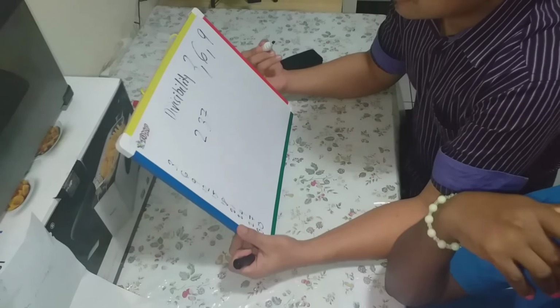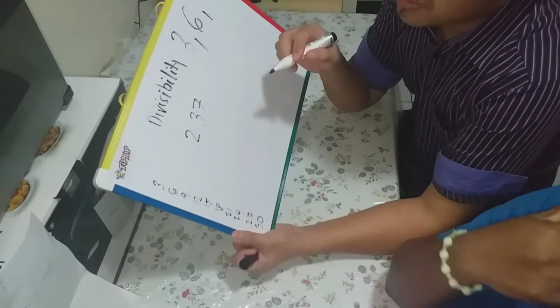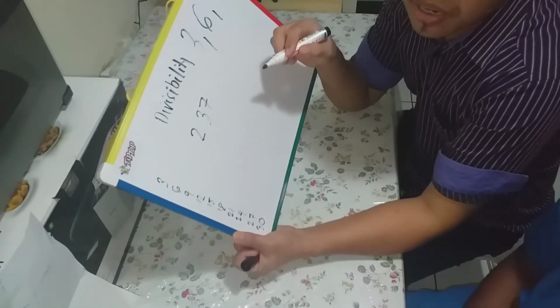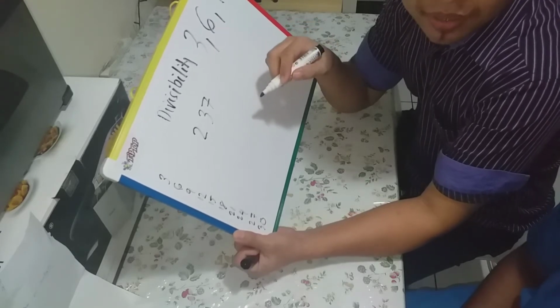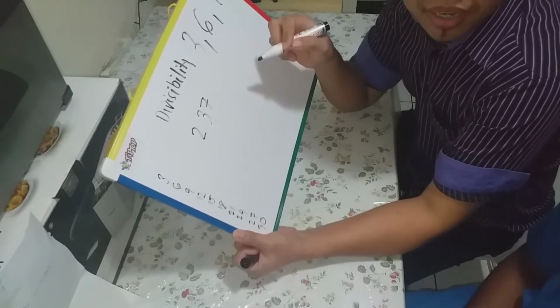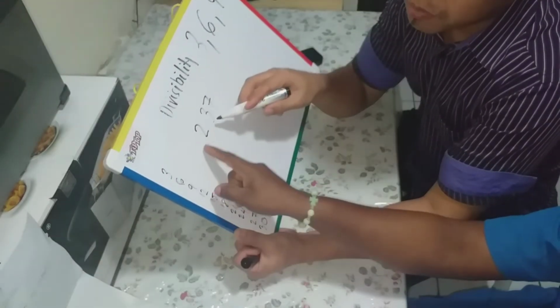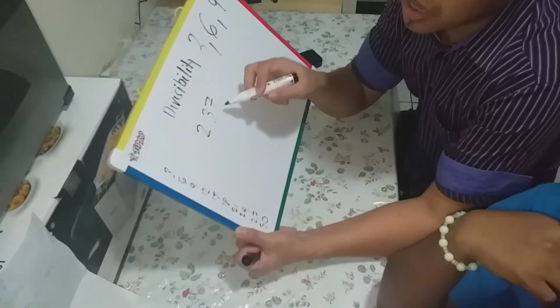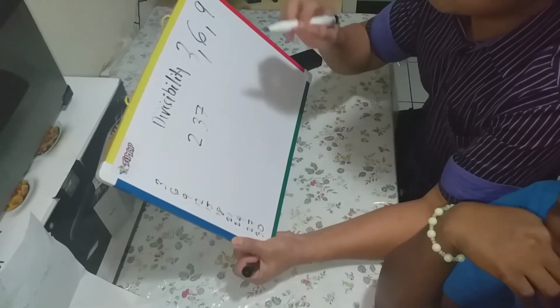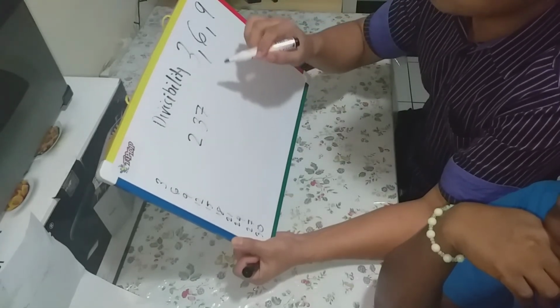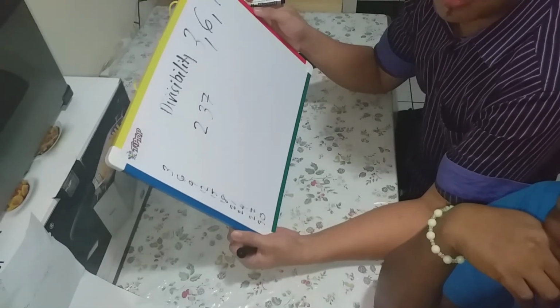A number is divisible by 3 if the sum of the digits is divisible by 3. Sum, you need to add. This, 2, 3, and 7. You need to add. If the sum of the digits is divisible by 3, it is divisible by 3.